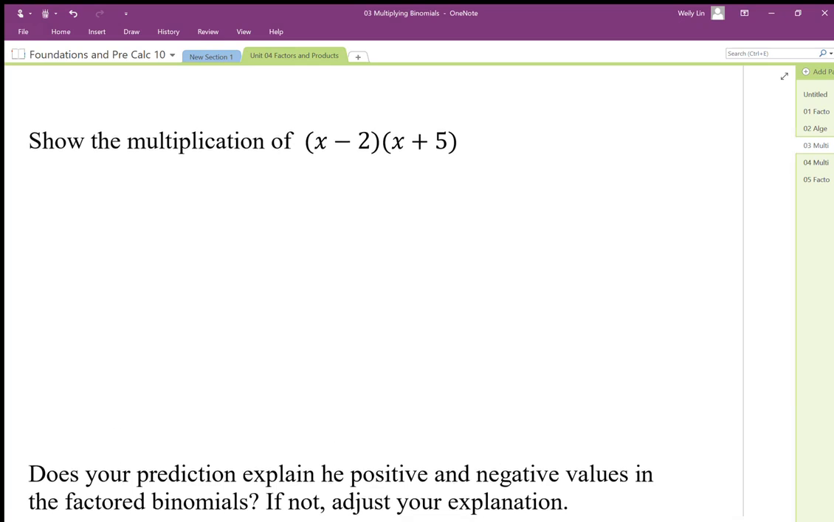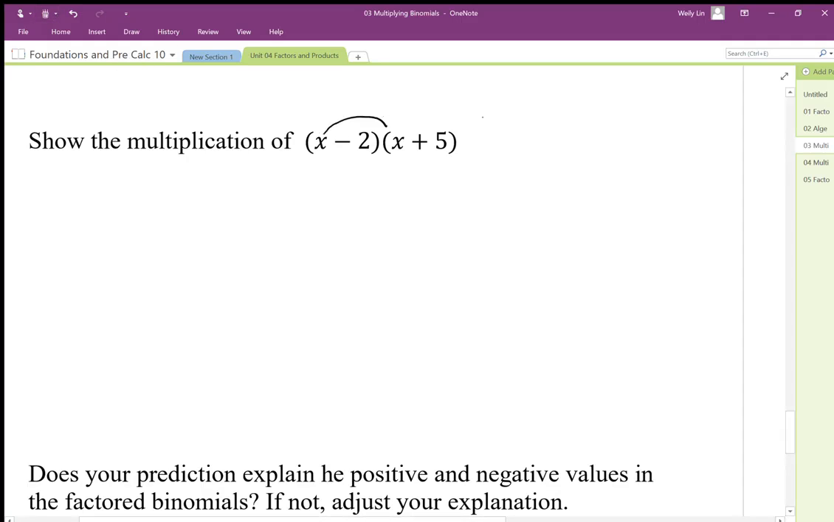So again, we should predict what we should see with our trinomials. We should end up with x squared. The middle term should be the sum of those two numbers, so we should end up with 3x, and the last term should be the product of those last two terms. And again, we can see how that happens when we distribute this out.